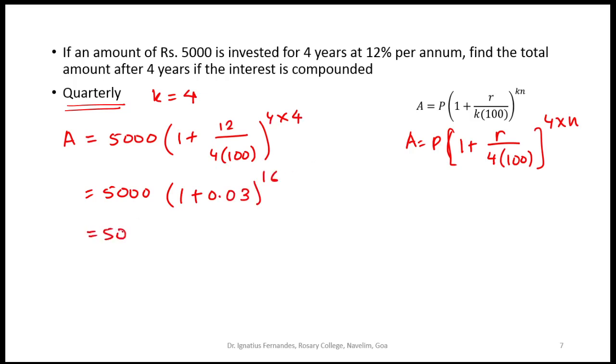So we are finding 5000 into 1.03 raised to 16. Again we can use a calculator to find this value and multiply it by 5000. The value that we will get is 8023.53.